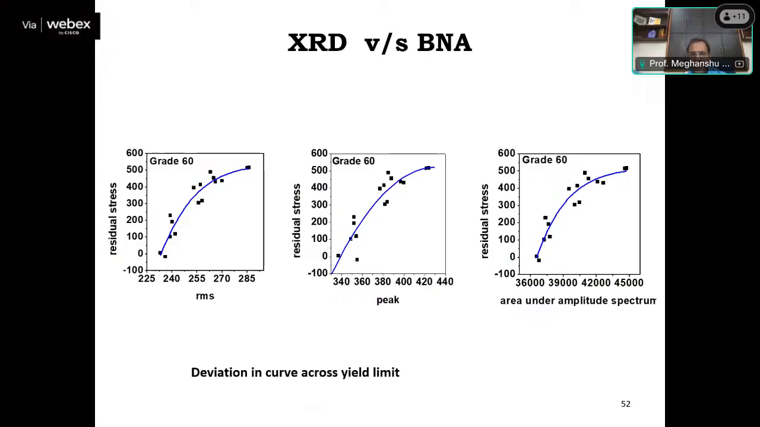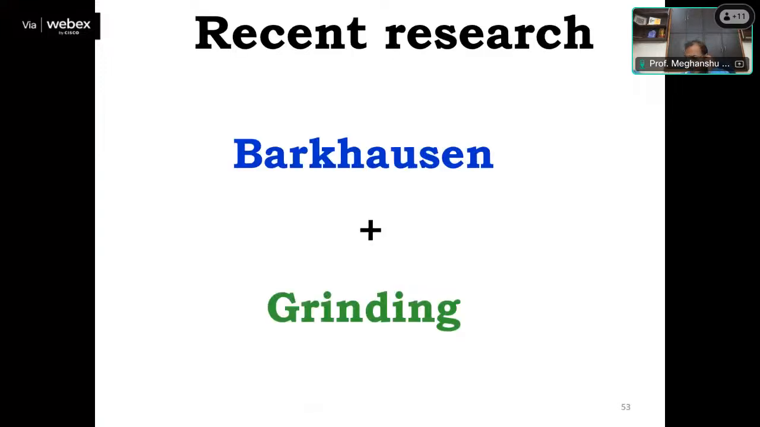Just look at these graphs. It is indicating a great correlation between the X-ray diffraction technique and the Barkhausen noise parameter data. These are indicating a very good correlation between the Barkhausen noise parameters like RMS value, peak value, area under the curve, and residual stress obtained from the X-ray diffraction technique. So this is the recent advancement in surface characterization.